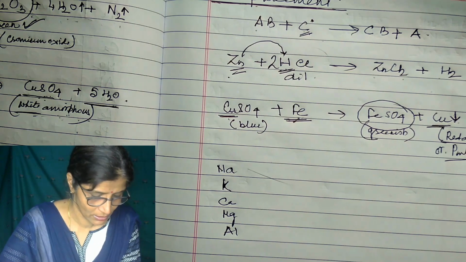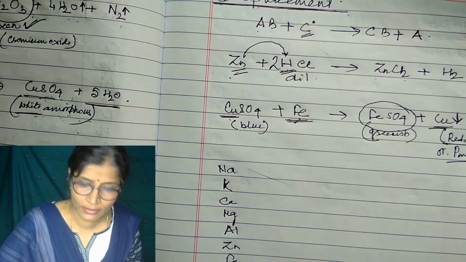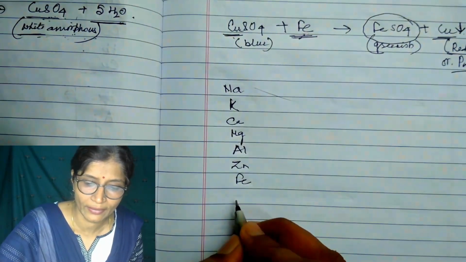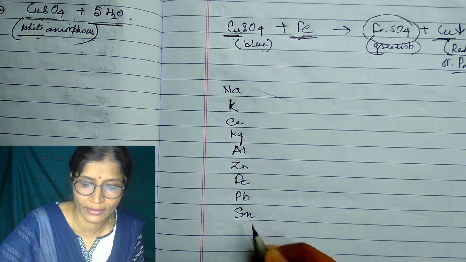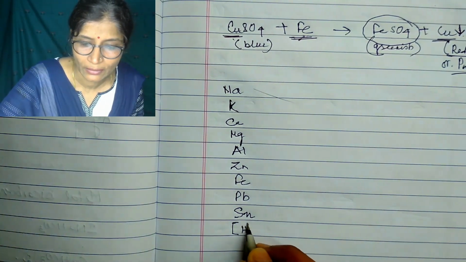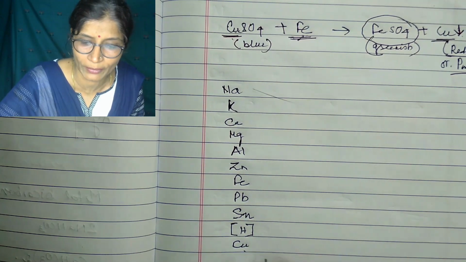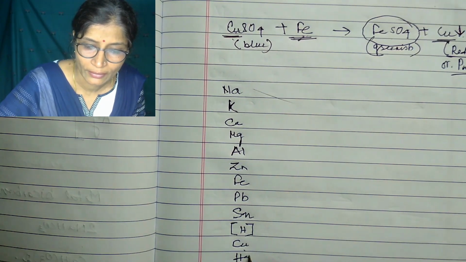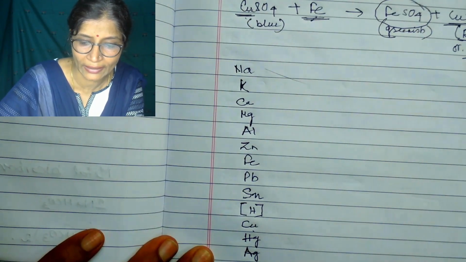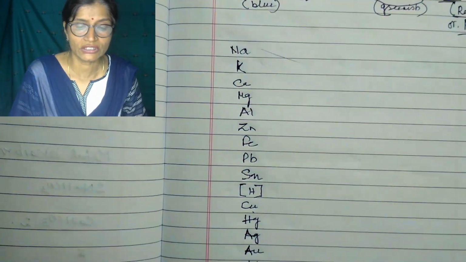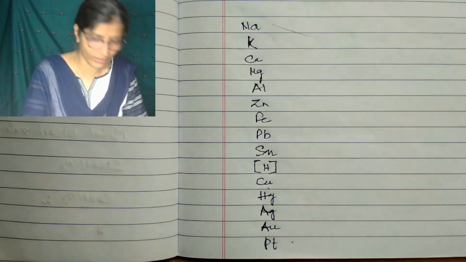zinc, iron, lead, and tin. After that is hydrogen. Then copper. Copper is below hydrogen. Copper, then mercury, then silver, then gold, and last is platinum. So this is the series of metals arranged according to their reactivity.